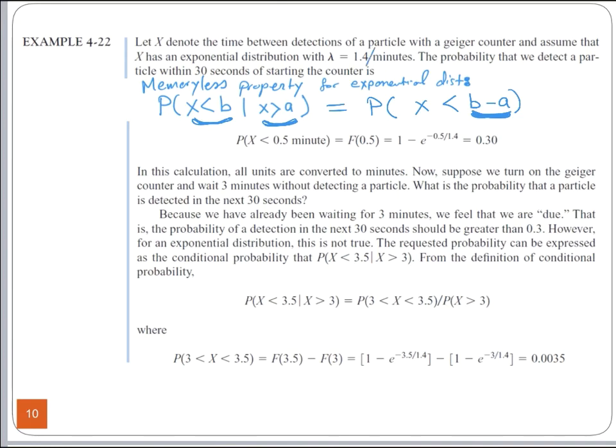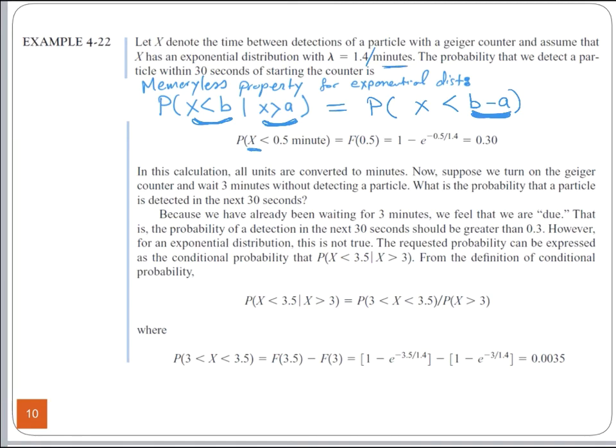Sorry, the unit of the duration is equal to minutes, calculated in minutes. Now it says the probability that we detect a particle within 30 seconds of starting the counter is equal to the probability that x is less than 0.5. So this is an unconditional situation, and that can be calculated. That's the probability that we start the counter, so we have not been waiting for any time. That's an unconditional probability. And then what's the probability that the next particle is going to arrive in 30 seconds?